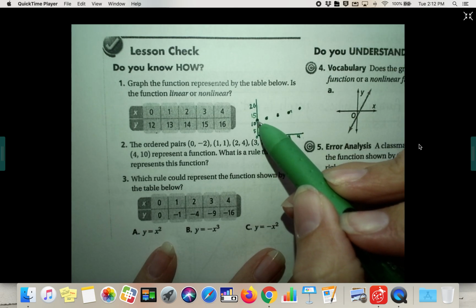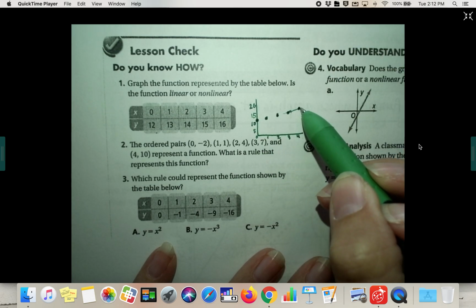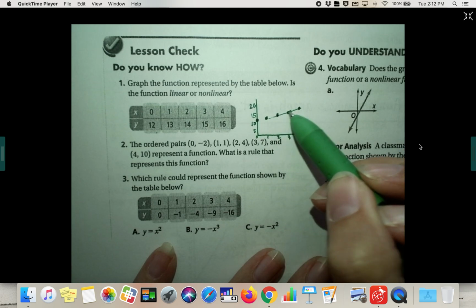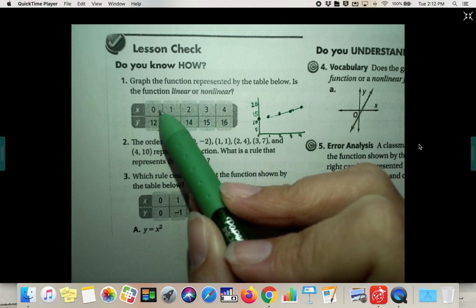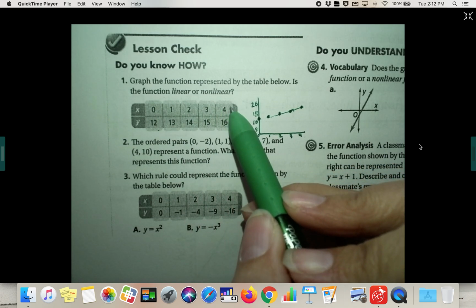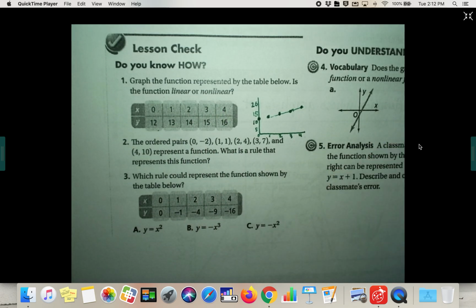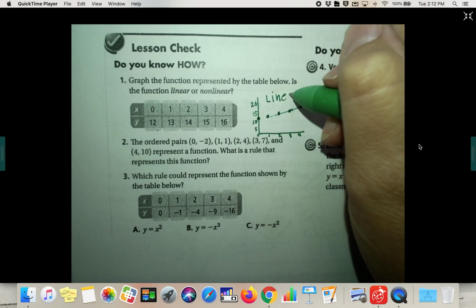However, what I can see is that it is going to be linear. We could also tell because each of these are only increasing by 1, and each of these is also increasing by 1, which is constant. So that makes this linear.